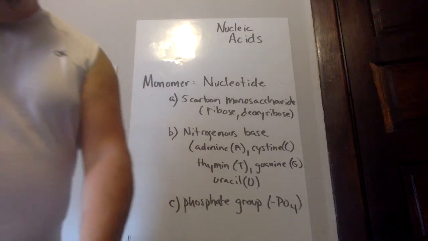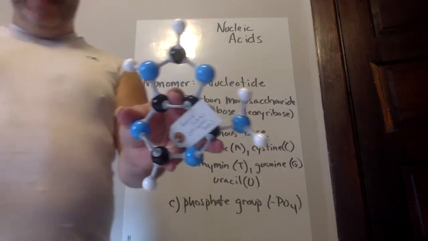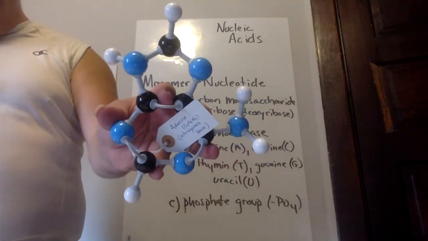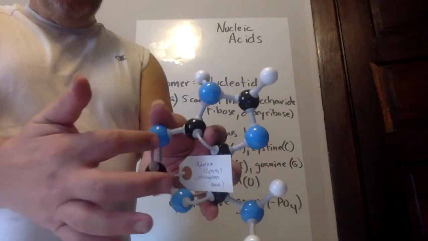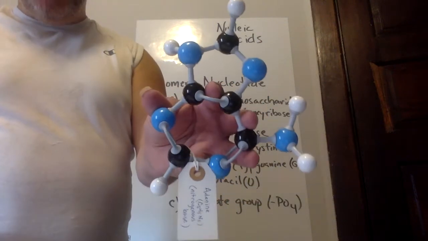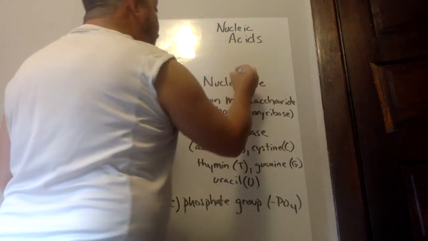The second component is called a nitrogenous base. This can be a somewhat complex molecule. You can see these in figure 3.20, but this is the nitrogenous base, and we can see the nitrogens throughout this molecule. Also, I should say this is in figure 3.20.